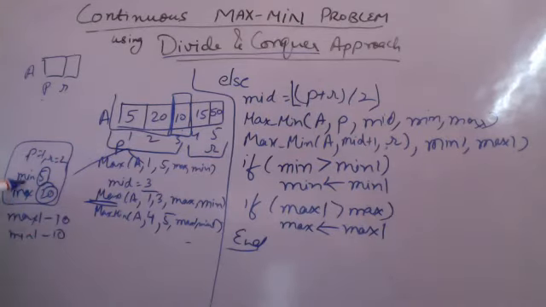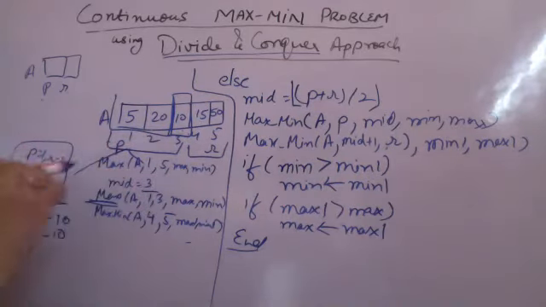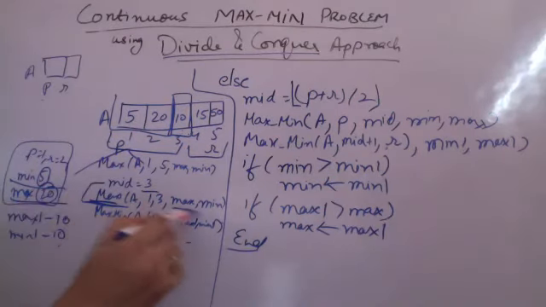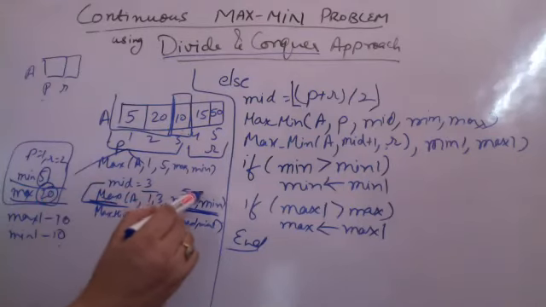This is 10 and this is also 10. Now I am checking minimum 5 is not greater than 10. That means minimum remains 5. 20. I am checking 10 is not greater than 20. Maximum remains 20. So out of 1 to 3, minimum remains 5, maximum remains 20. So from this call, we are getting minimum and maximum values 5 and 20.